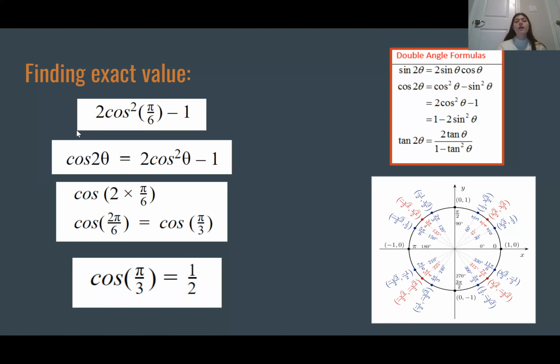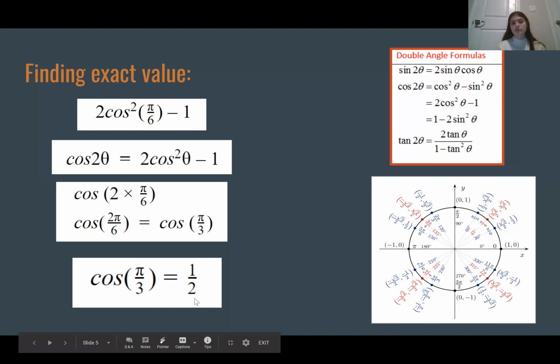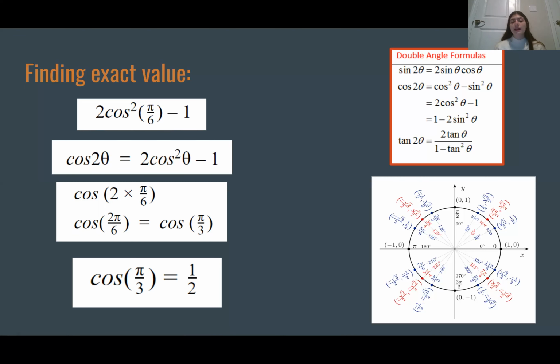And that's all. So this complicated thing right here at the top, 2 cosine squared pi over 6 minus 1, is just equal to 1/2. You see? This is something that technically you would have been able to get the exact answer on the calculator, because 1/2 is just 0.5 in decimal form. But not every answer is going to look like that, right?